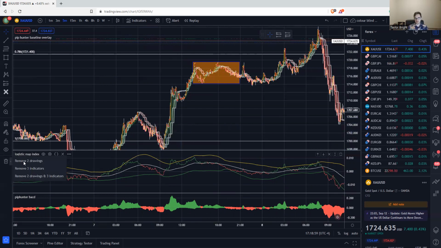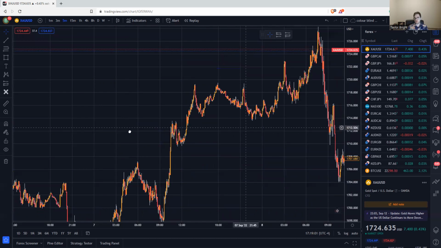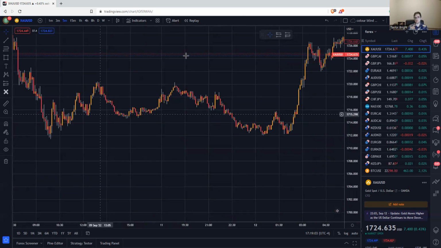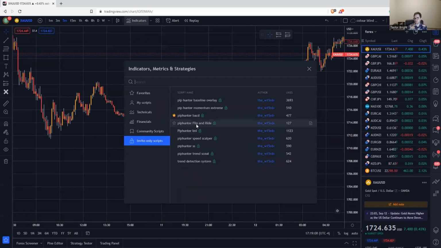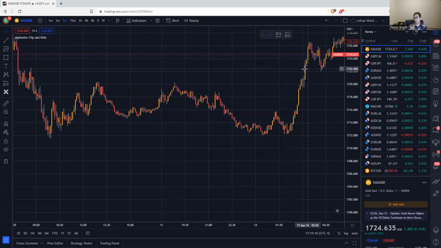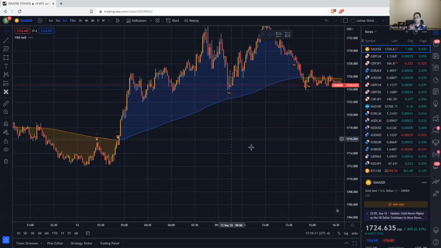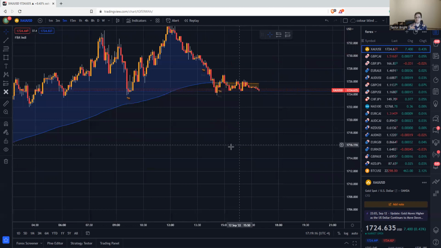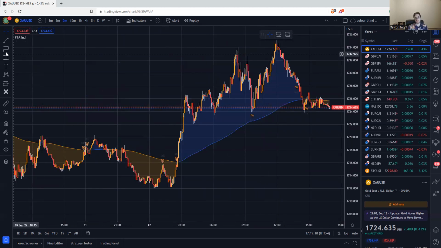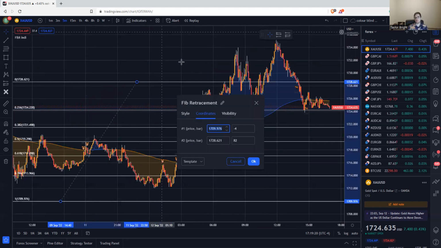Now we can look at other indicators on top. So we'll also play with flip and ride and other things right now. We're just going to have a little bit of fun with them. Let's flip and ride. As a flip and ride is kind of what it is. I do tend to draw my magic fib with flip and ride actually.